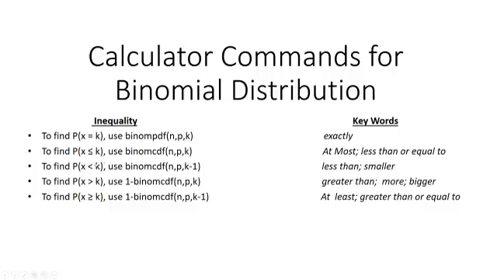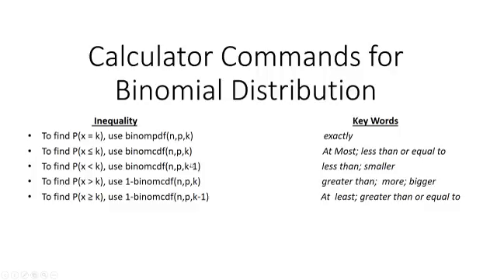The next one, also using binomcdf. Notice there's a difference now. In this case, you have binomial cumulative distribution function. Notice how you actually have a true inequality, which is less than or equal to. The keyword you will notice for that one will be at most, or less than or equal to.